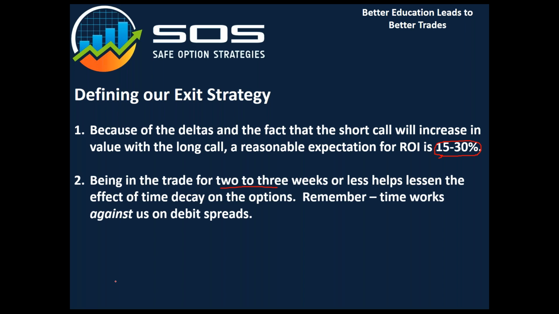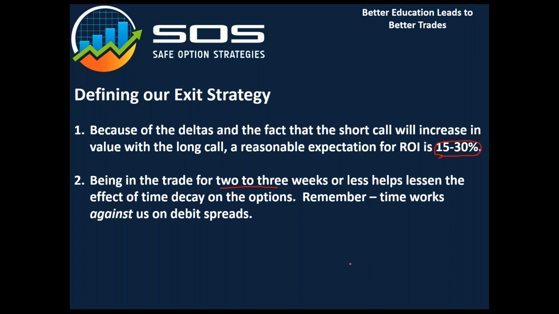When we are in a debit spread, time is always our enemy. When the enemy is 6 months away, it's not as big a deal. When the enemy is 15 days away, it's a bigger deal. Think about if you were fighting a battle and your enemy is 6 or 7 states away.